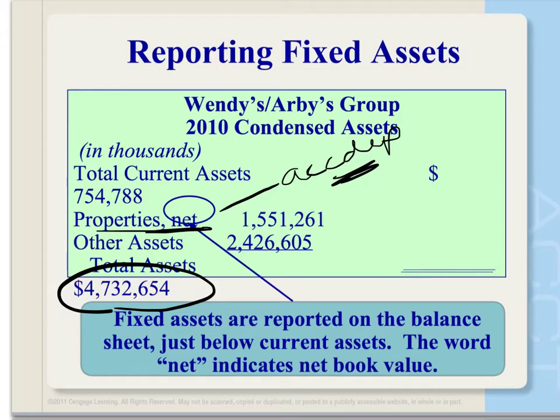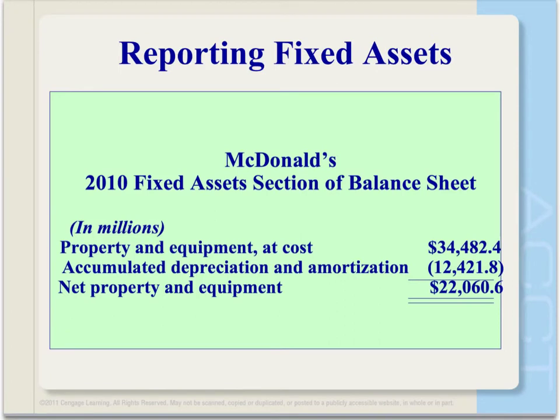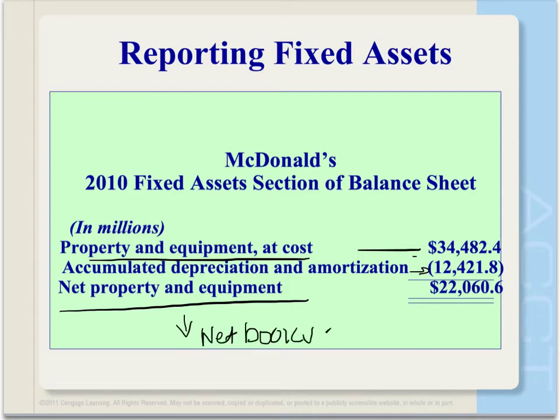$4,732,000. Fixed assets are reported on the balance sheet just below current assets, and the word net indicates net book value. Here again in McDonald's, you'll see a different presentation where it says property and equipment at cost, less accumulated depreciation, which leaves us with net property and equipment, also referred to as net book value. So these are a couple of different presentations, but they're all saying the same thing.